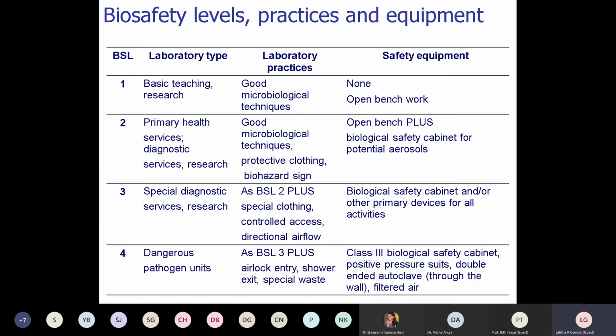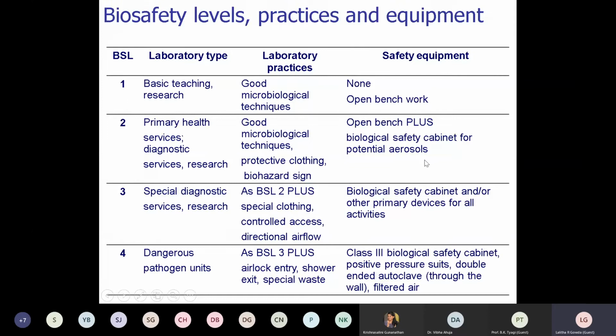So the biosafety levels and practices in the laboratory for any research, whether it is recombinant DNA research or any other research: as you see for biosafety level one, there is no safety equipment, and you can do open bench work. However, we do recommend doing all the work in a biosafety cabinet. In biosafety level two, you use good microbiology techniques or lab practices, protective clothing, put up biohazard signage, and you must use biological safety cabinets to prevent potential aerosols coming into the laboratory.